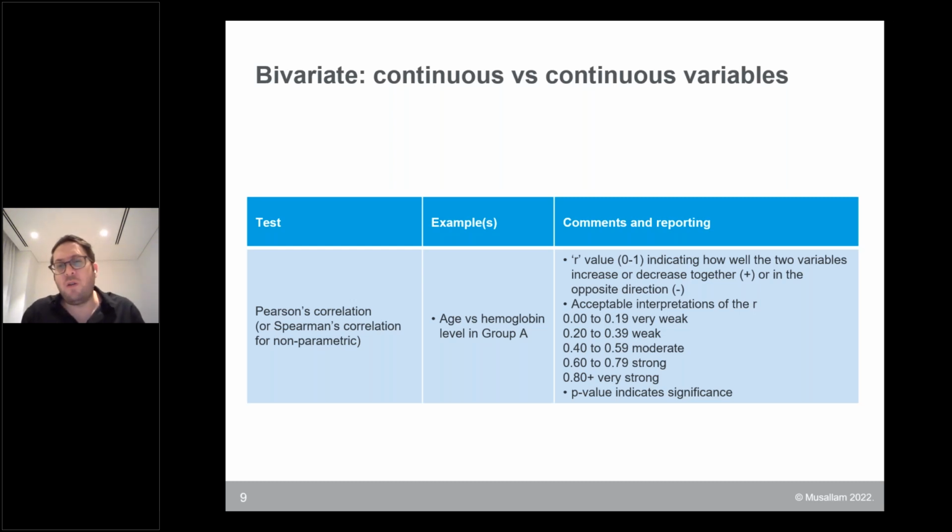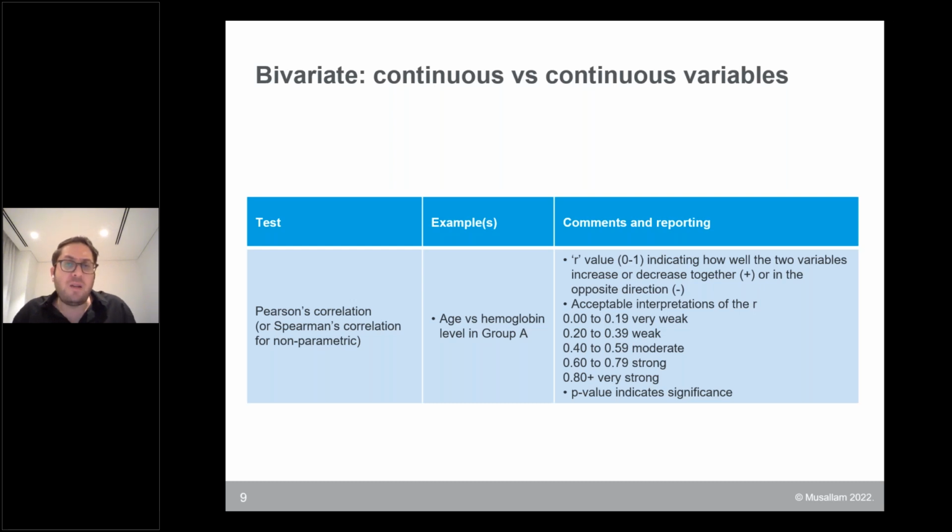This R is a value between 0 and 1. Whenever you see a report of a correlation, for example how age and hemoglobin correlate in your data, the R first gives you the direction of correlation. If the R value is positive, it means as age goes up, hemoglobin level goes higher. If it's negative, it means as age goes up, hemoglobin level goes lower. So there's an inverse relationship: they go against each other.